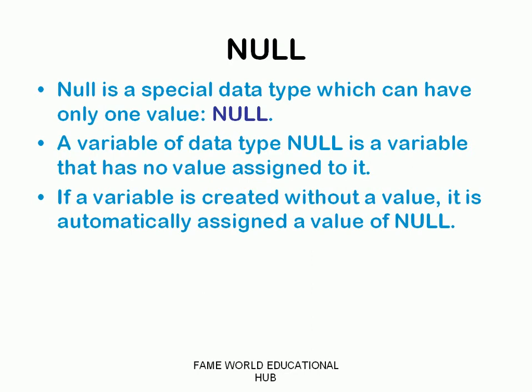There can be a case that some person is not having any middle name. That means the middle name is null. So if we want to assign some value as there is no value, then we can assign it null. If a variable is created without a value, it is automatically assigned a value of null. Whenever a variable is created and we have not initiated it with some value, the default value of that variable is null.